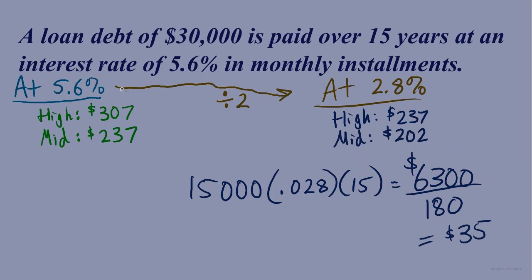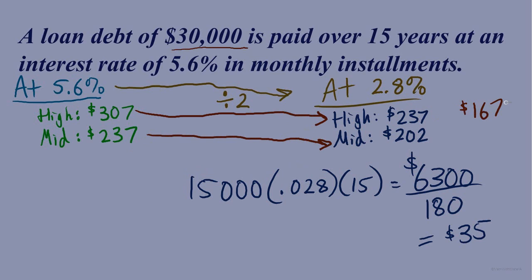It's important for us to see that cutting the interest rate in half does not mean that we cut the monthly payments in half. It only means that we are cutting the interest in half, but the amount toward the balance stays the same. So both times, we still had to add to the $167 that goes to the balance. It's the amount of the interest that we added in, which was cut in half.